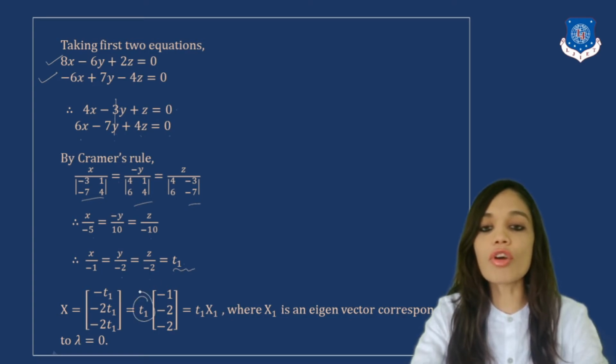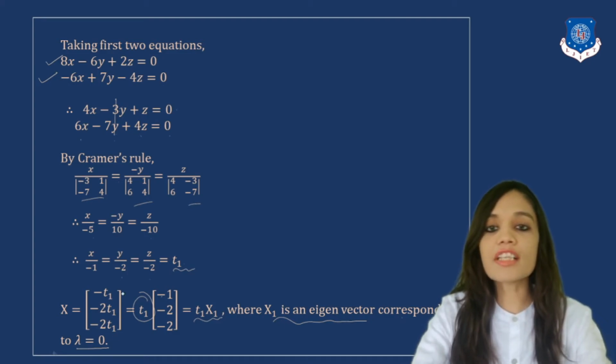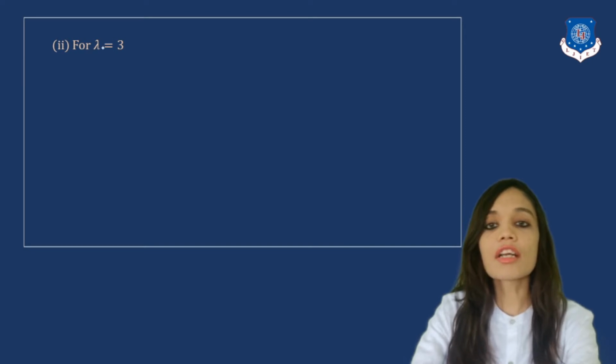Now take out t1 common. So it will be equal to minus 1, minus 2, minus 2, which can be written as t1 x1, where our x1 is the eigenvector corresponding to the eigenvalue lambda equals 0. Okay. Now let us find the eigenvector corresponding to lambda equals 3.